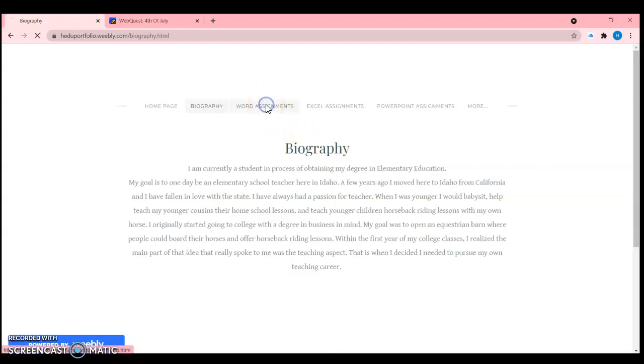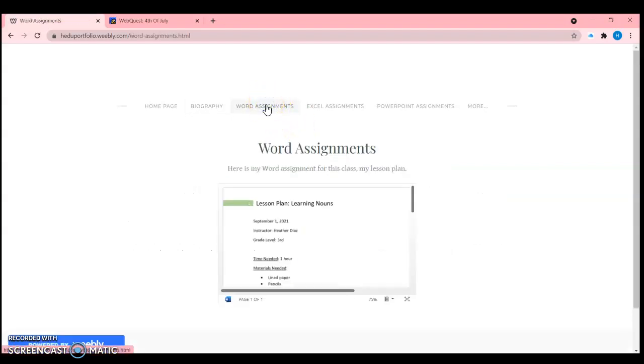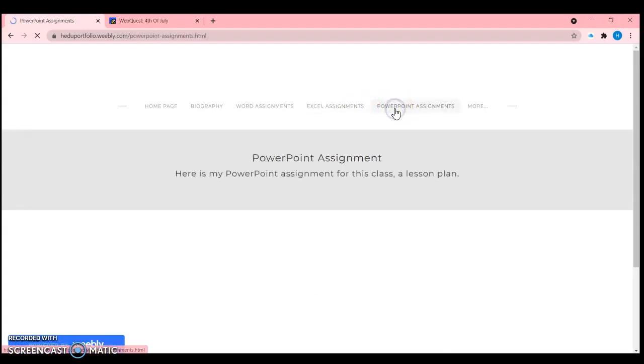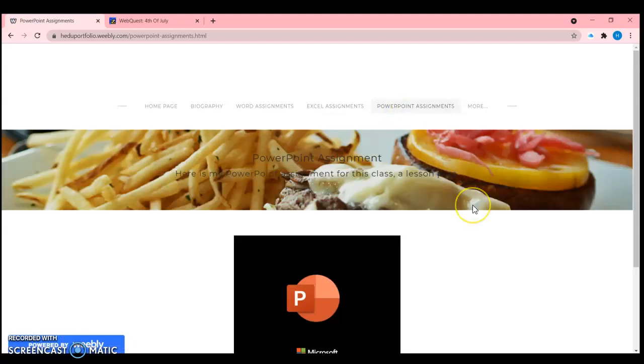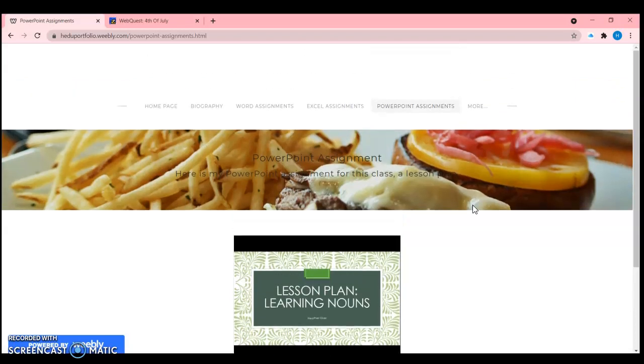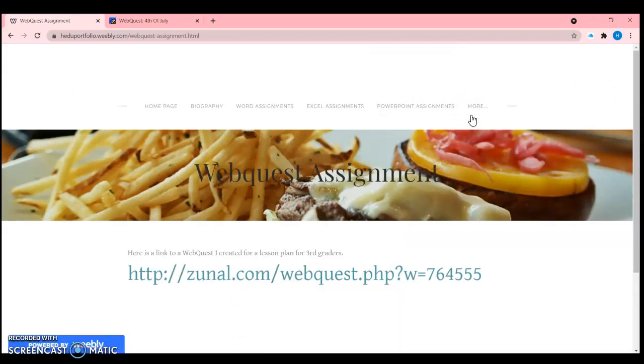today. The Word assignments page has my one Word assignment for this class, which was a lesson plan. The Excel assignment page is the Excel assignment for the lesson plan as well. The PowerPoint assignment is the one PowerPoint in this class, which was also a lesson plan. Under More, we have the Webquest assignment.